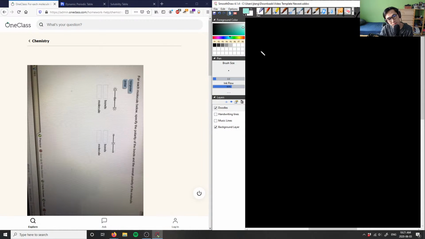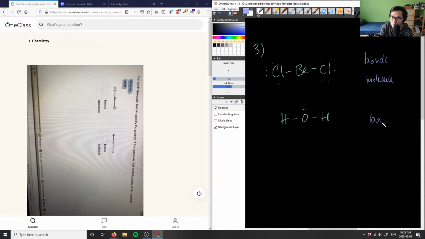Actually, this question's a bit lopsided here, so let me rewrite this guy. So this is for each molecule, specify the polarity of the bonds and the overall polarity of the molecule. Okay, so let me write this down. And then have H bond OH. Okay, it's asking, I want to know the polarity of the bonds and the overall polarity. So let's look at polarity of the bonds first on this compound. Bonds and then the molecule. So it's polar and non-polar here.